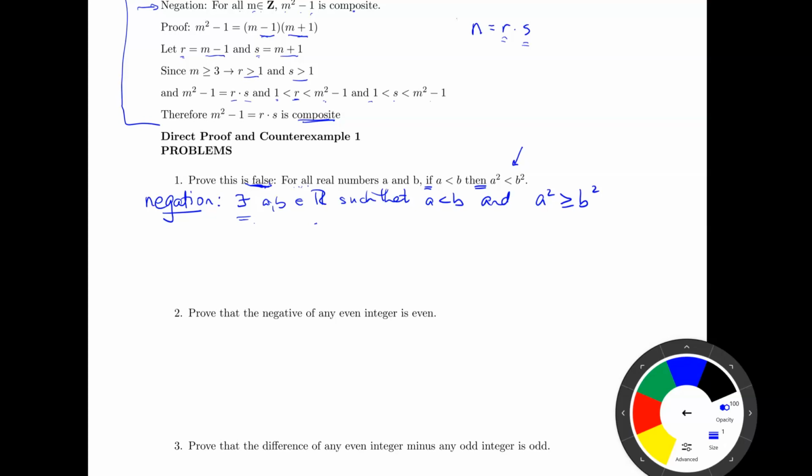So can you think of an A that's smaller than a B, where the A squared is bigger than or equal to the B squared? How about A equal -1 and B equal 1/2? So here A is less than B, right? And then if I take A squared, is it bigger than or equal to B squared? So if I take A squared, I get 1. And is that bigger than or equal to 1/4? It is. So this is an example that showed this exists. The negation is true. That means the original is false.